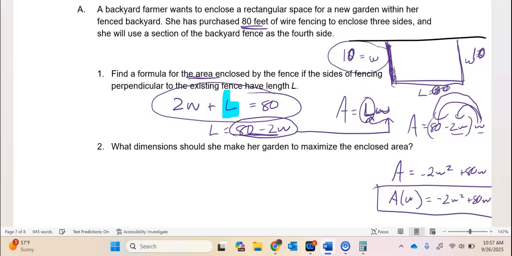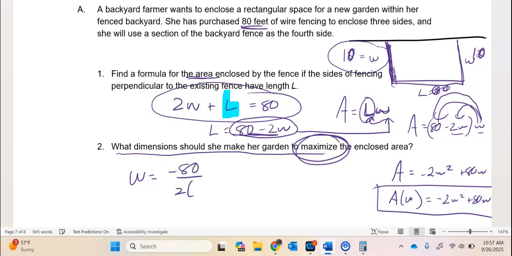So what w makes that a maximum? Well, we know how to do it, because it's a vertex question. Again, it's a vertex question, maximize. So the width that maximizes it would be w equals negative b over 2a, right? I forgot my vertex formula for a second. Negative b over 2 times a. There we go. So it's going to be 80 divided by 4, which is 20 feet.